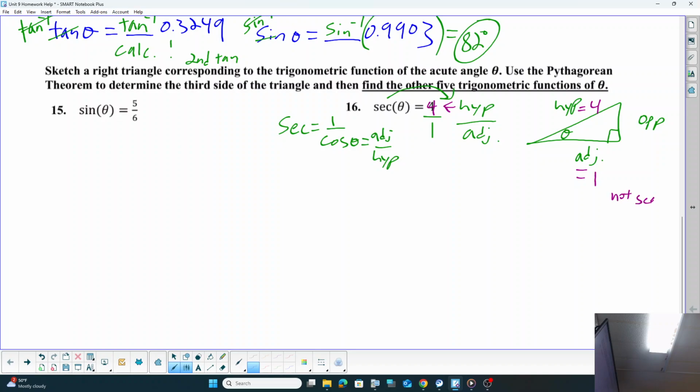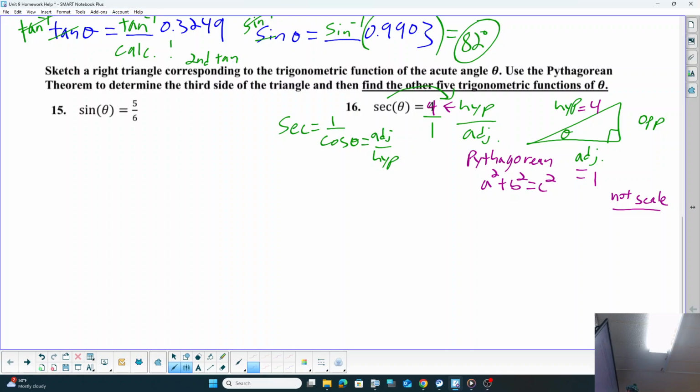Not to scale. So now we're just trying to find the opposite side, and then we can get all the other trigonometric functions with their missing sides. So we're going to use the Pythagorean theorem now. A little bit of Pythag. So we're going to do a squared plus b squared is equal to c squared.